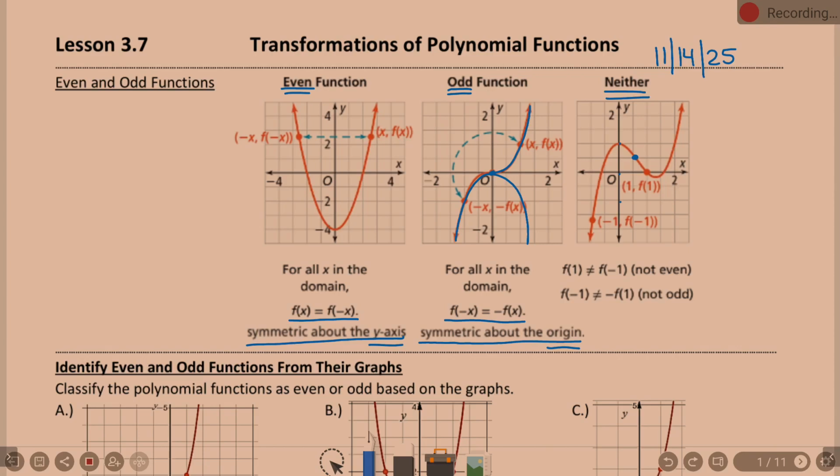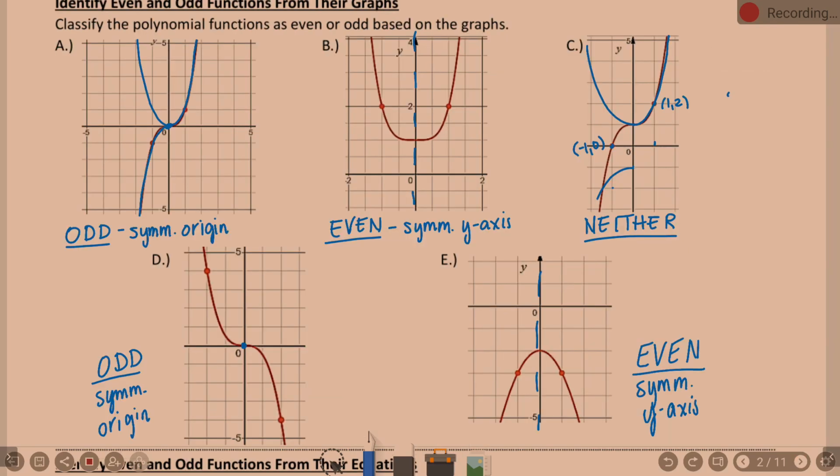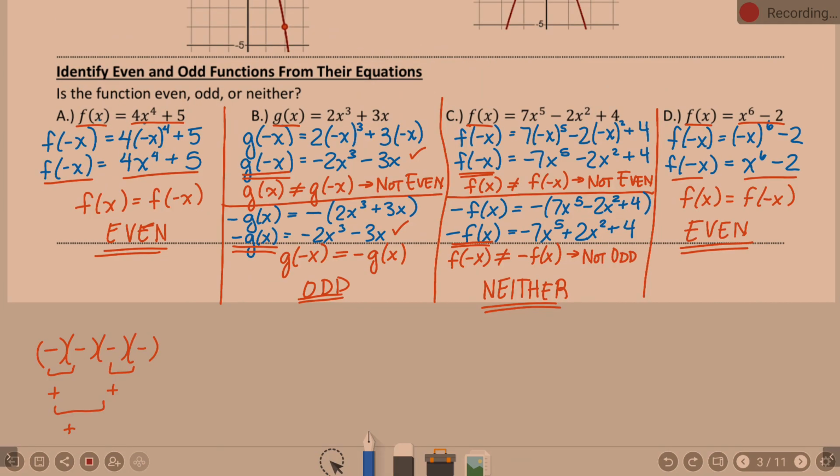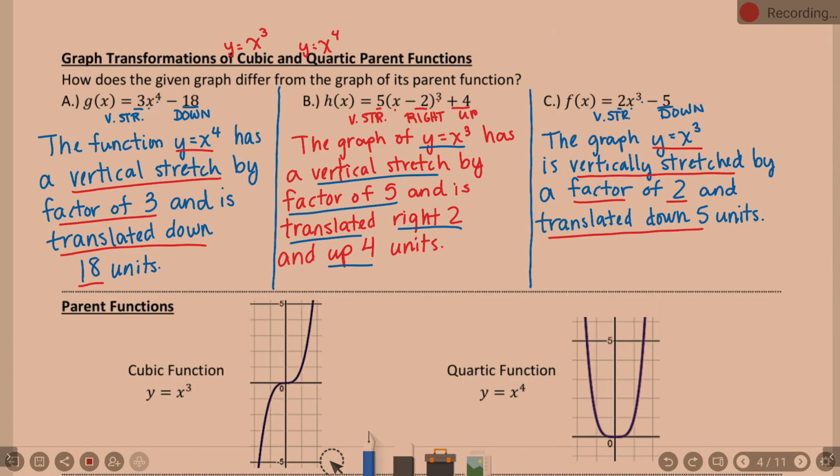Neither was neither. We looked at some graphs and decided if they were symmetric across the y-axis or about the origin. Then we learned how to do the algebra part: finding f of negative x means putting negative x in place of x and seeing if that's equal, or finding negative f of x, which just means multiplying everything by negative. Again, figuring out which piece it represented.